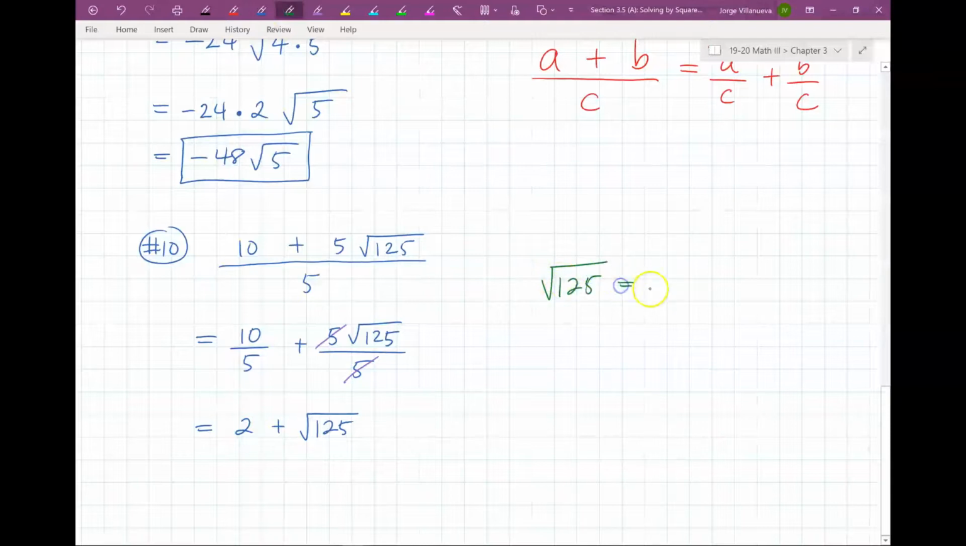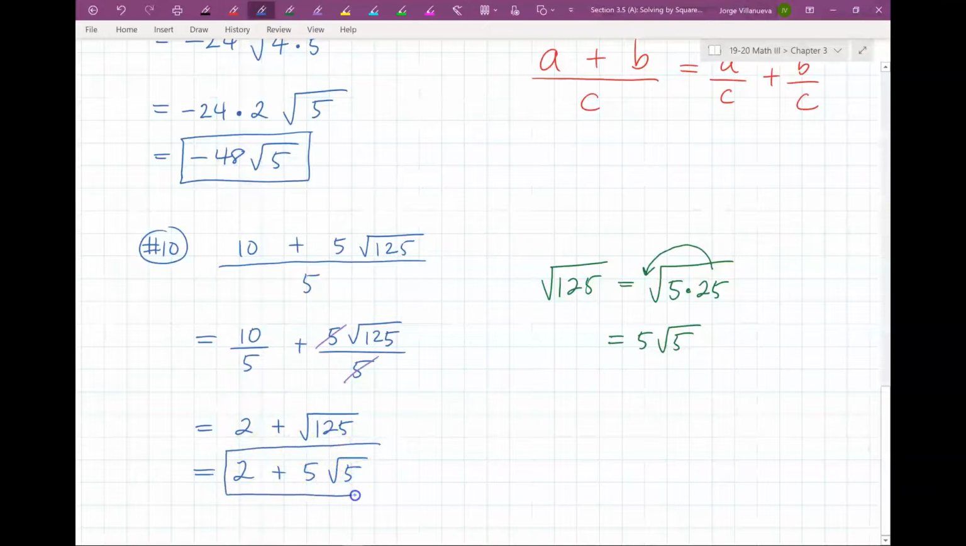125. That's 5 times 25. That's 125. 5 times 25. This 25 can go out. So that would be 5 radical 5. So let me get that 5 radical 5, and I'm going to put it in my problem. So 2 plus 5 radical 5. And this is your answer.